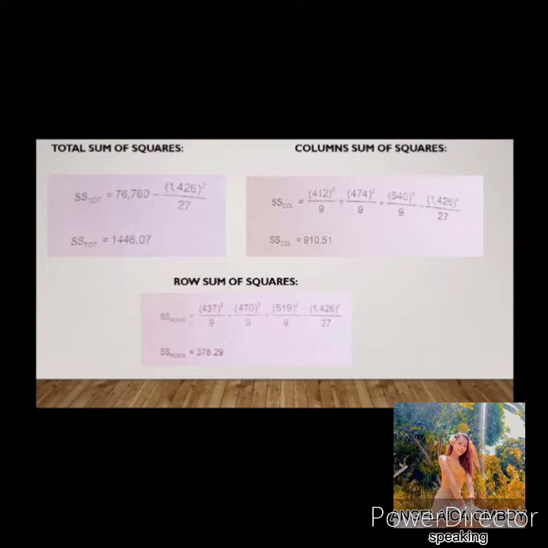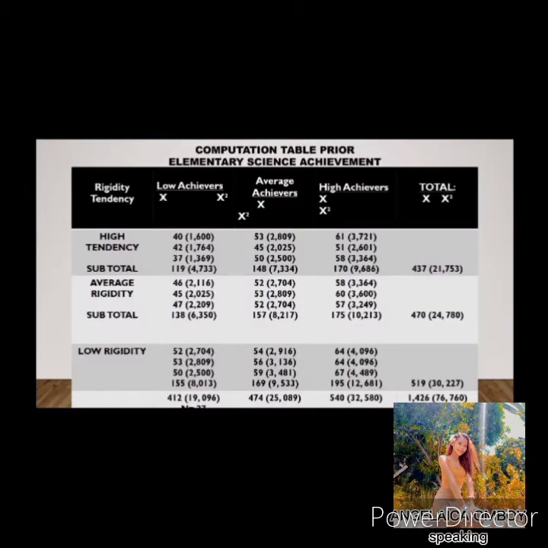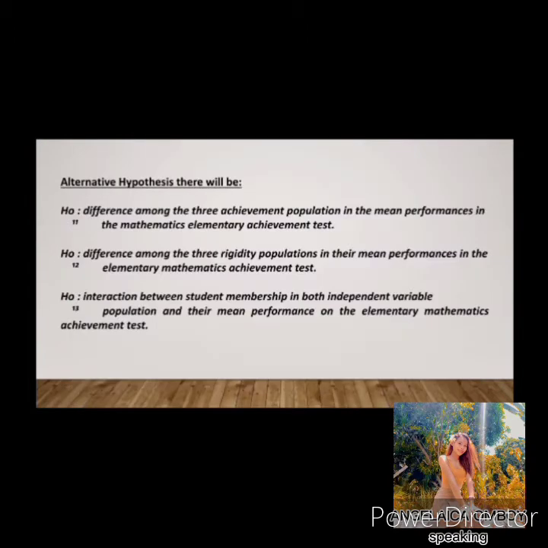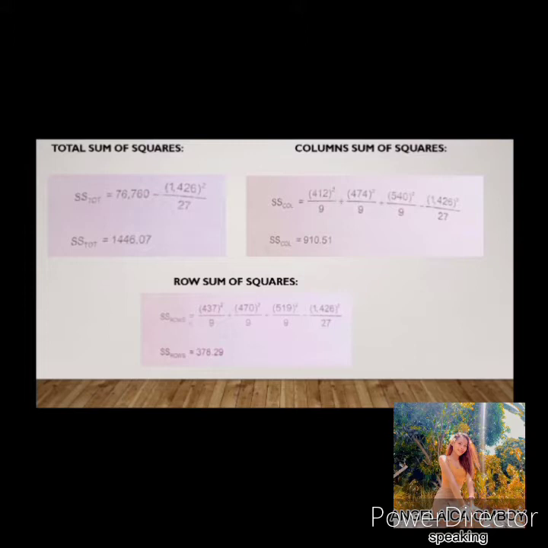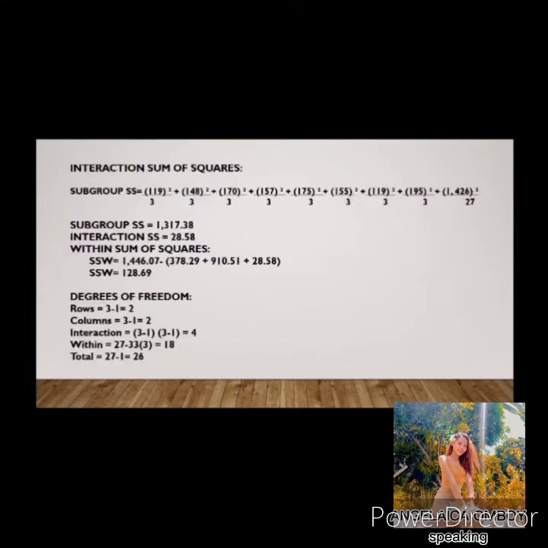Row sum of squares is equal to the quantity of 437 squared over 9 plus the quantity of 470 squared over 9, 519 squared over 9 minus the rigidity tendency total, which is the 1426 squared over 27. So the result of row sum of squares is equal to 378.29. Interaction sum of squares.